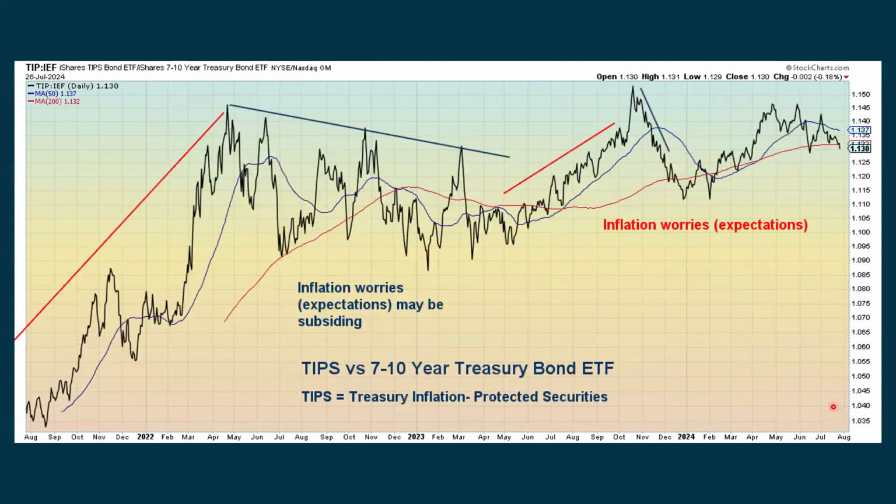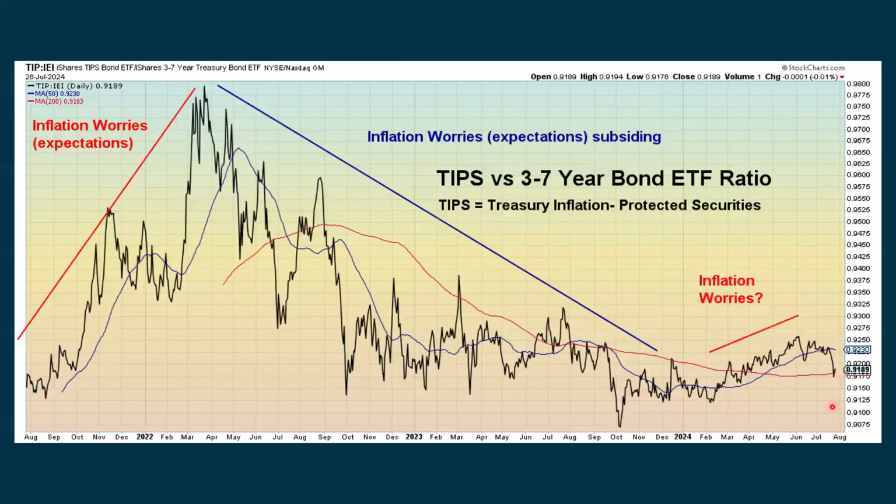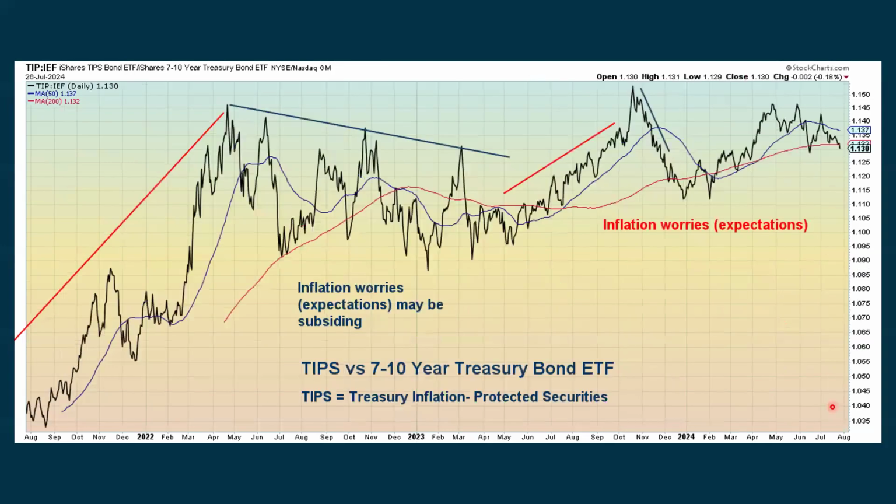This is that same kind of thing here, but looking a little further out. TIPS was 7 to 10 year bonds. This previous chart was 3 to 7 year bonds. So we're going further out here. And this is also declining a little bit, but it's still in a longer term uptrend. We want to see this continue to fall to show that the inflation worries and expectations are actually starting to decline.